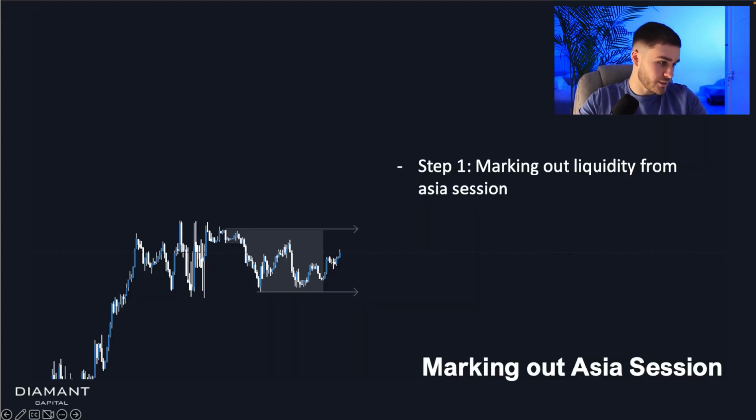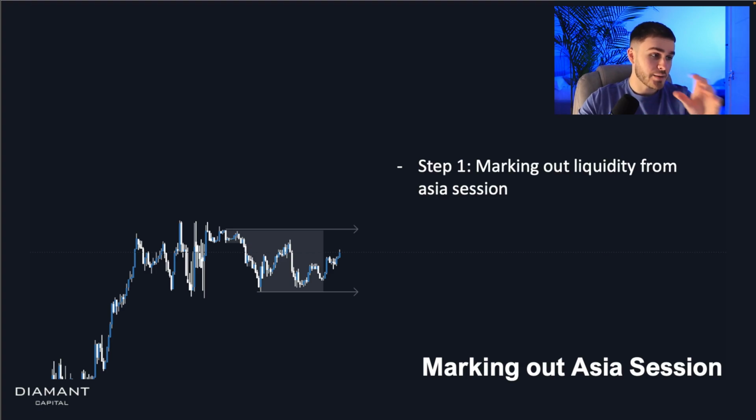Okay, cool. So starting up, step one is all about Asia session. So step one, marking out the liquidity from Asia session. The reason we put such significance on the Asia session is because of this. Asia session is, if you think about it, Q1 of the day. There's 4 quarters of anything. And when you're thinking about the quarterly theory, for example, Asia session is going to be the first part of the day, that first 6 hours.